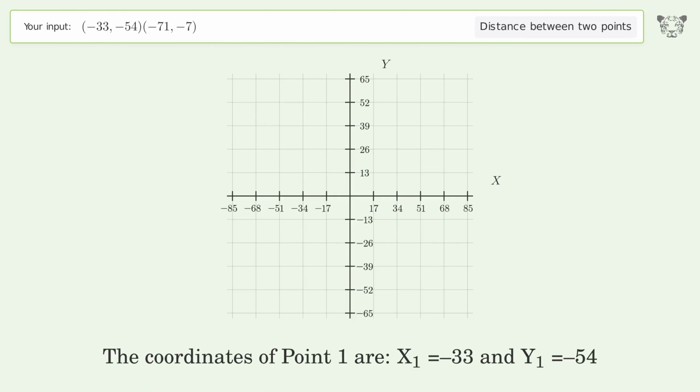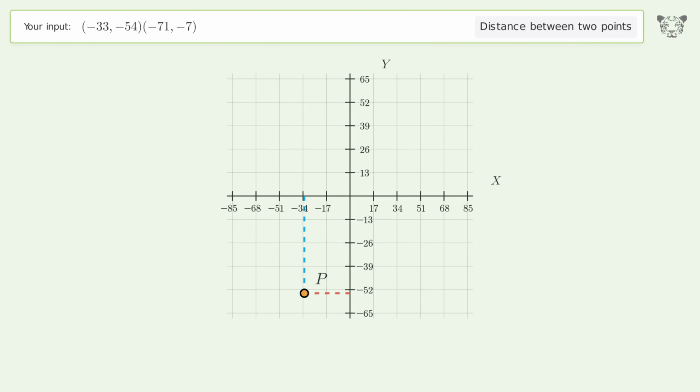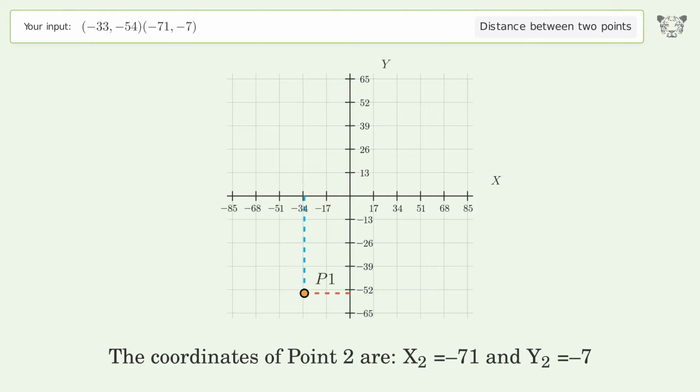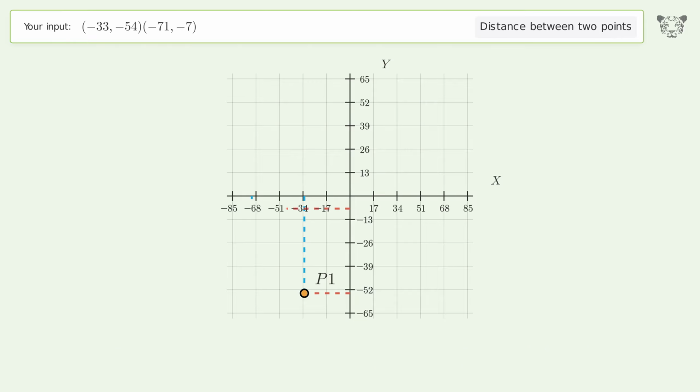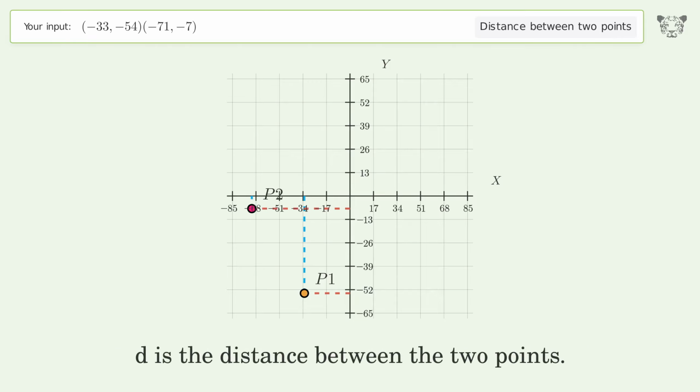The coordinates of point 1 are x1 equals -33 and y1 equals -54. The coordinates of point 2 are x2 equals -71 and y2 equals -7. D is the distance between the 2 points.